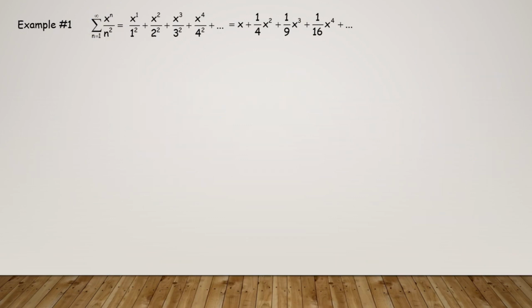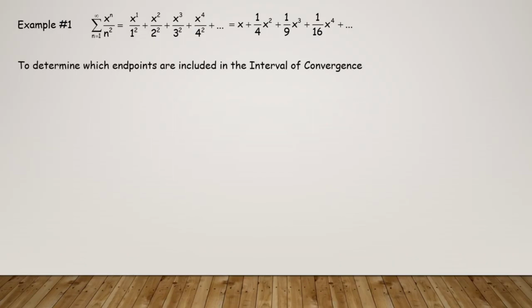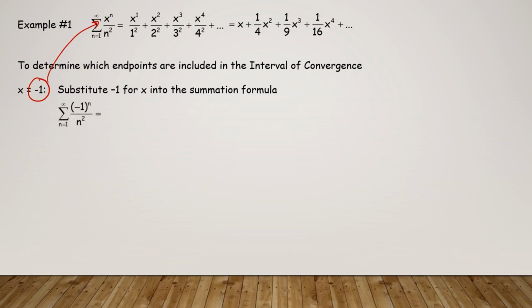In order to determine which endpoints are to be included or not to be included in the interval of convergence, we will need to test the values at each of the endpoints. So let's start with the left endpoint of x equaling negative 1. If I was to plug negative 1 into the x in the summation above, I would get a new summation of negative 1 raised to the n over n squared as n goes from 1 to infinity.